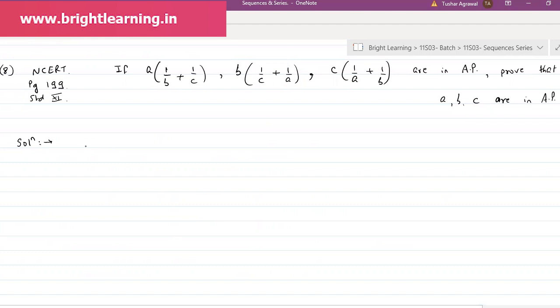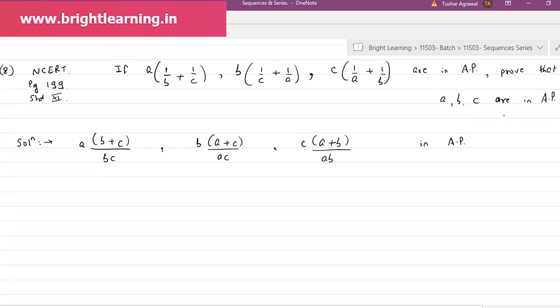First term is A into B plus C upon BC. I just simplified the first term. A into B plus C upon BC is my first term. My second term is B into A plus C upon AC. And my third term is what? C into A plus B upon AB. This is given to be in AP.